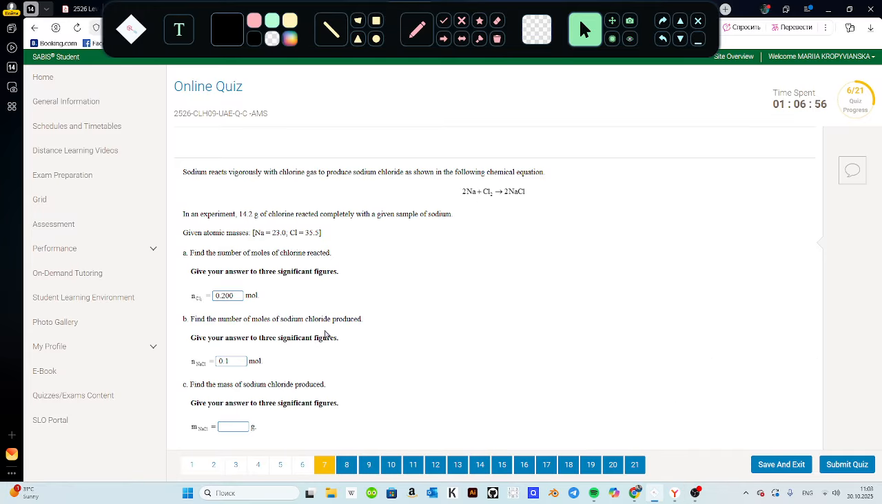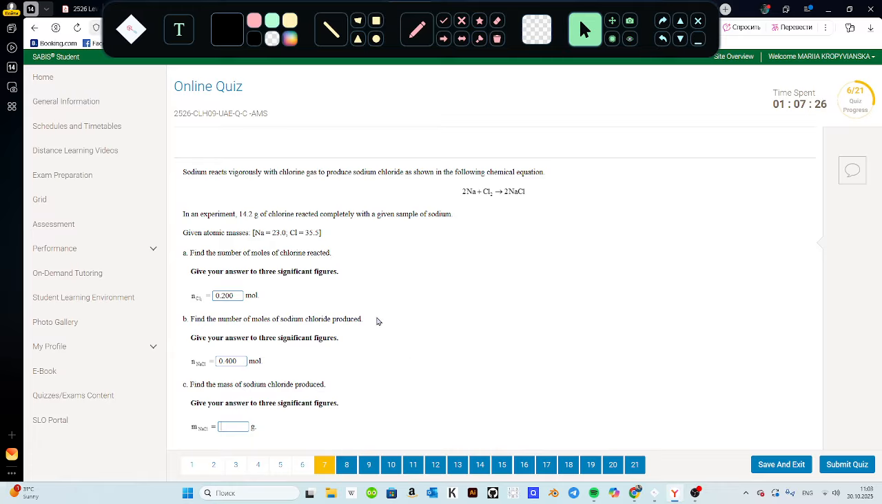Now, we need to find the mass of sodium chloride produced. It's 3 significant figures, so this as well. Oh my god, I'm really sorry. I made a mistake in calculations. I was right. You need to times that. So, from that equation, you get 0.400. Sorry, I just noticed that mistake. So, find the mass of sodium chloride produced.